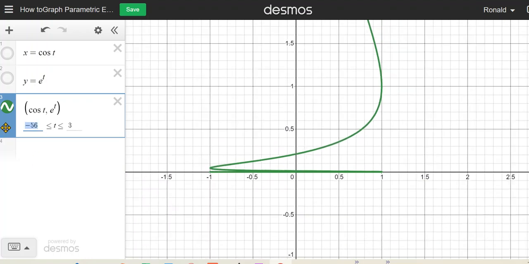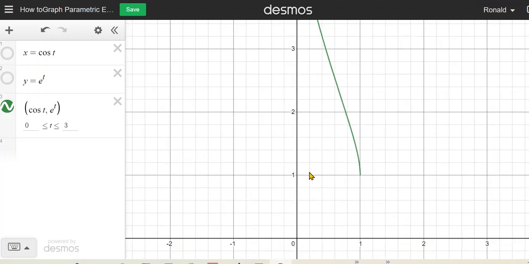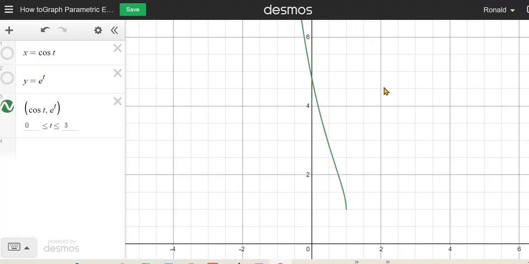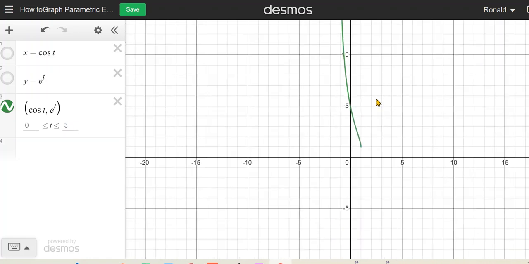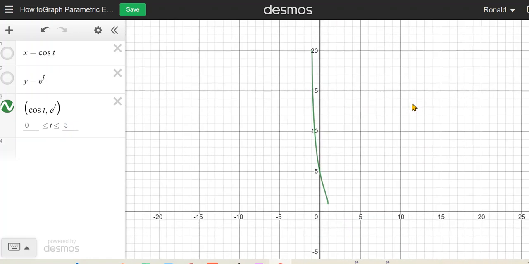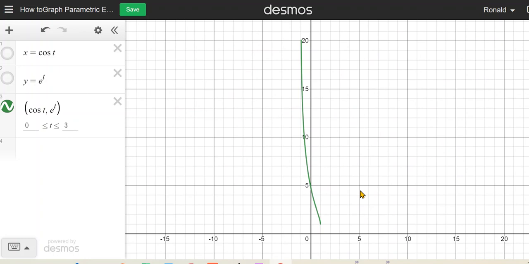But most of the time, you're going to graph fairly narrow bounds, 0 to 3, let's say. And there you have your graph. Where's the top of 3? There we are. And the graph is going up in this direction as t becomes larger and larger and larger. All right, that's it. That is how you graph parametric equations in Desmos.